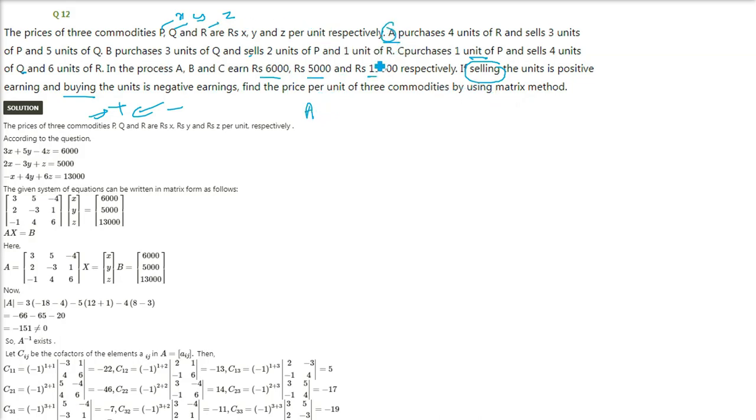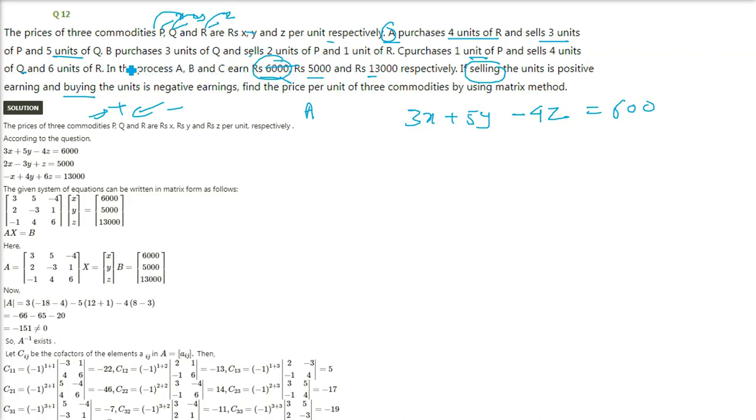For A I am making. A purchases 4 units of R. What is R? For R it is Z. So 4 times Z. And since it is purchasing, as I said, when we are purchasing or buying, it will be in negative. So you will have minus 4z. I hope you got this idea. Selling 3 units of P and selling 5 units of Q. So 3 into X and 5 into Y. What is the total? It's 6,000. I'll just write it 6,000.